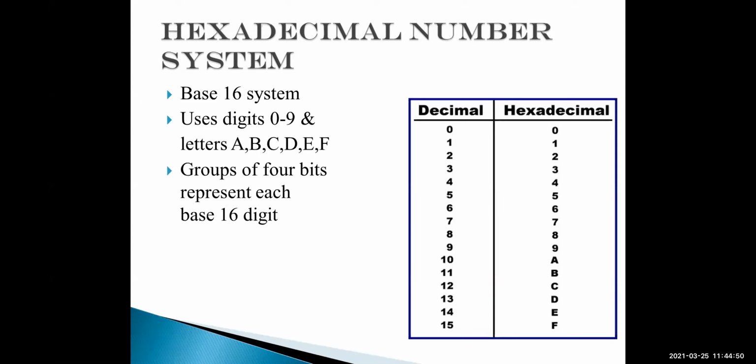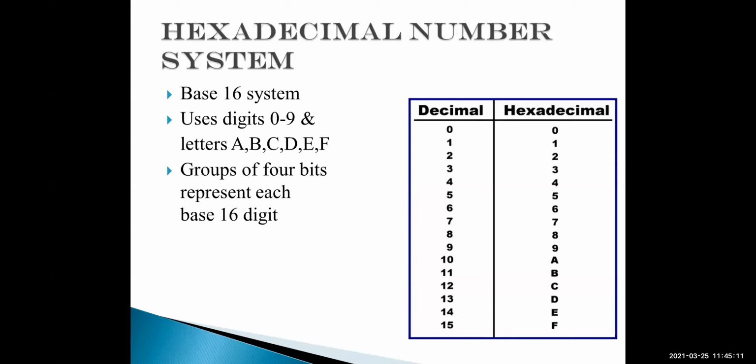So this is the 16 base system, because we are using 0 to 9 numericals, and then after that the letters A, B, C, D, E, F. So a total of 16 numbers is there. That's why it's called the base 16 system. So, a group of 4 bits. If I want to convert the decimal number system, using 4 bits I can represent it.